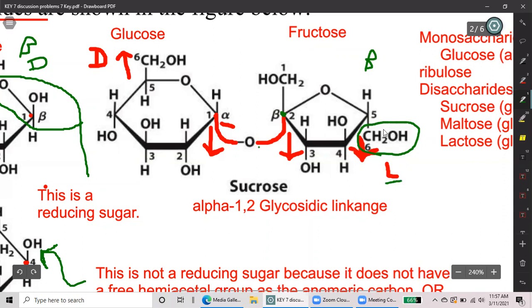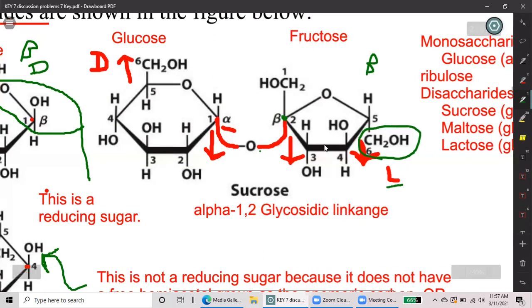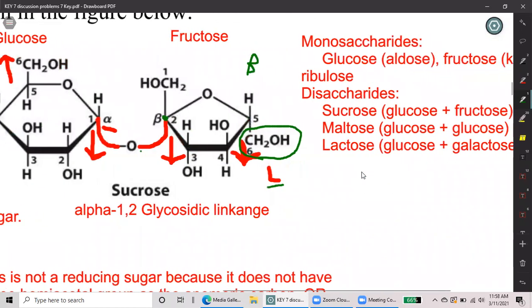Okay, so this is a really good example of how you can be tricked on an exam. Sucrose is a really good example. As long as you remember your rules and your definition, you know that you have to look at carbon number 6 and the alcohol group on the anomeric carbon. The rules are the same. If they're both going down, then they're going in the same direction, and that means it's cis, and that means it's beta.